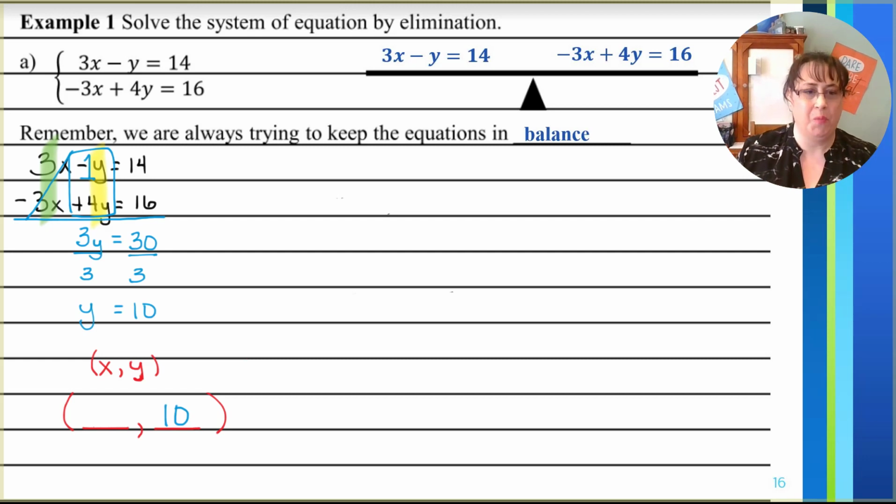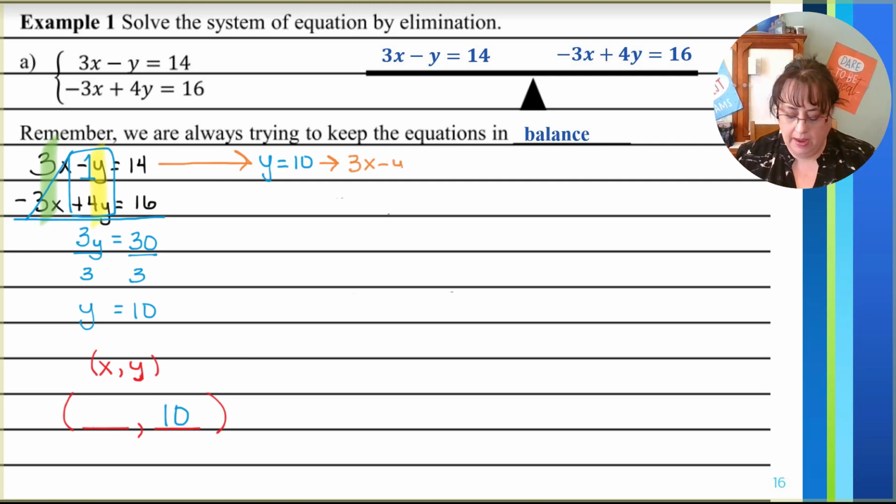We're going to substitute in our y into either one of those. It doesn't matter which one, we just pick which one we like better. I like the first one because it doesn't have the negative 3x, but it really doesn't matter. So the first thing we want to do is make sure it's very clear which one we're using. So we're going to go ahead and use the first one, and we're going to clearly identify that y is equal to 10. And we're going to put that into that first equation, 3x minus y is equal to 14. And now we substitute in 10 every time we see y. So 3x minus 10 is equal to 14.